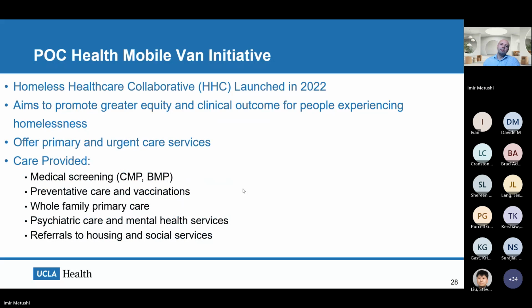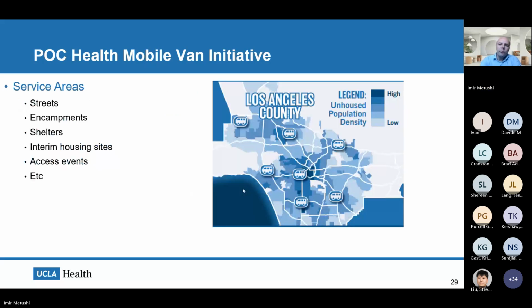Now, moving on to ambulatory testing, but on the mobile health van initiative. This is the Homelessness Healthcare Collaborative launched in 2022 that UCLA is partaking in. It aims to promote greater equity and get care to those underrepresented communities that normally don't have access to care and cannot get it. Care is provided by medical screening, preventative care and vaccination, whole family practice care, psychiatric care, mental health services, and also referral to housing and social services. Currently we have 6 mobile health vans.